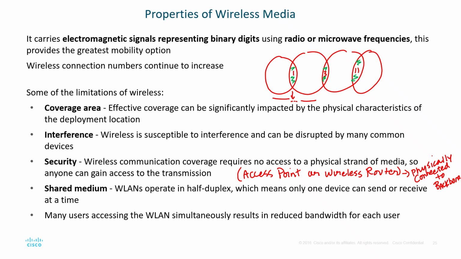It is referred to as shared medium. WLANs operate in half duplex. So if you remember what half duplex is, it means one device transmitting at a time.